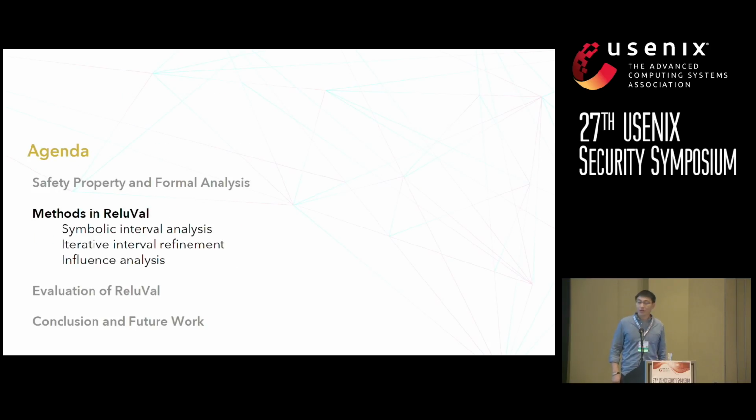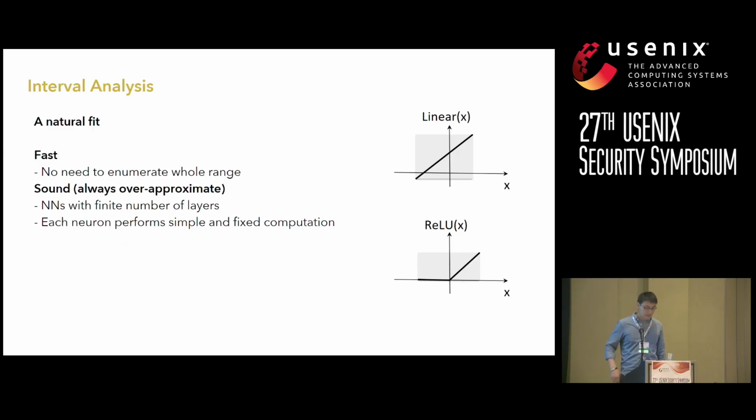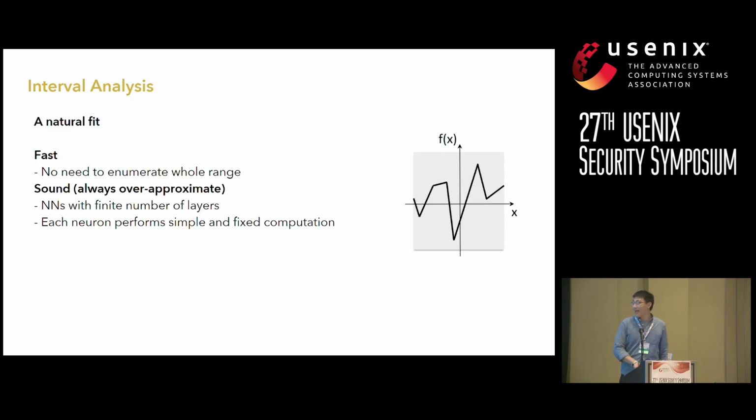Okay, so to handle this problem, we propose ReluVal, which leverages interval analysis. So why interval analysis? We notice it is a natural fit for the neural network verification problem. First, it is very fast, and it can always over-approximate the range, because the functions in the neural network only have linear functions and ReLU functions that are fixed and simple, so interval analysis can easily over-approximate the output function and give a sound estimation of the output.